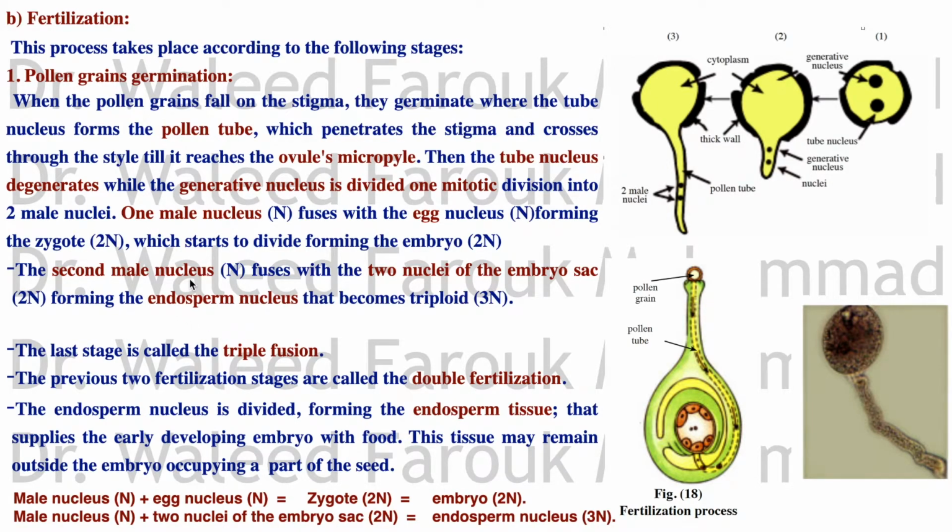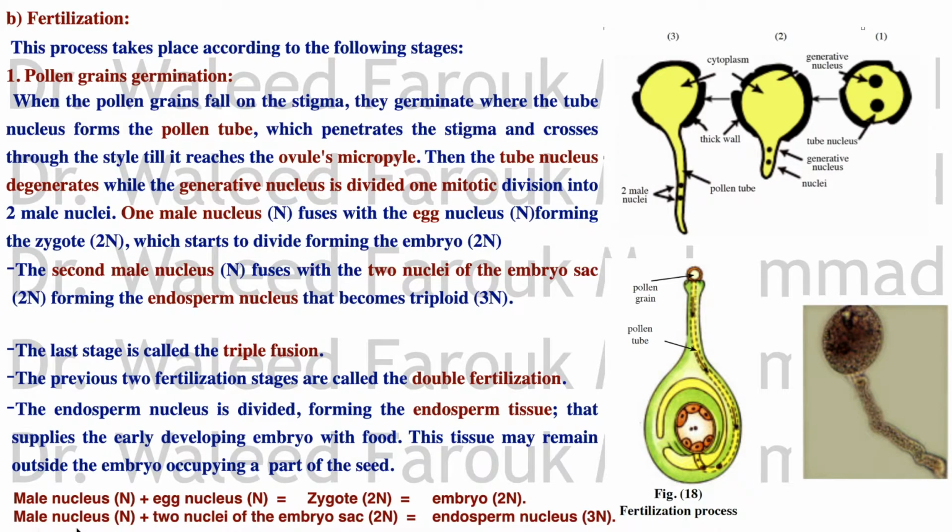The second male nucleus fuses with the two central nuclei, the ones we call the nuclei of the embryo sac in the middle, forming the endosperm nucleus. Of course, one haploid plus two diploid means triploid. Formation of a triploid part. This is why it's called triple fusion.